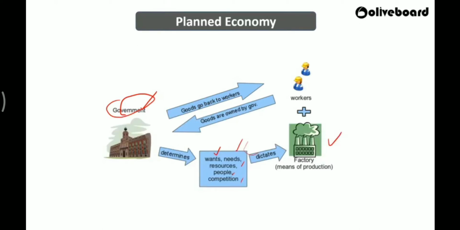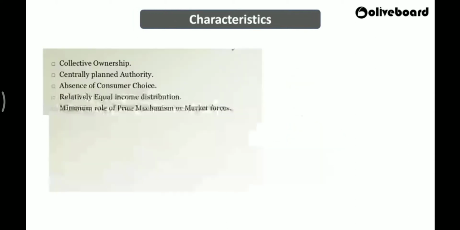So in a planned economy, one of the important characteristics is that everything is controlled and owned by the government. Now the characteristics, if we see, the first one is collective ownership. That is why I said it is owned by whom? The government. There is no private property here, and no private entrepreneurship is encouraged here. So everything will be owned by the government. That is called collective ownership.